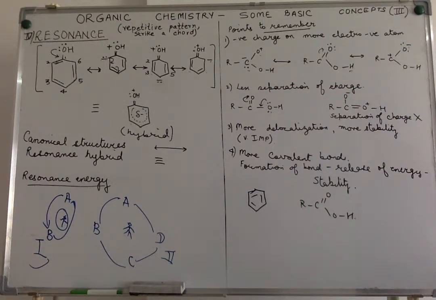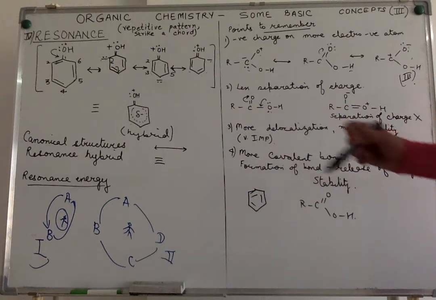So in this case, the structure wherein the negative charge is on the more electronegative oxygen, the chances of this structure stabilizing the resonating forms or this particular compound are much more. It is just like in passing the parcel, if you have the ball with a person who has greater strength, he will be able to retain the ball much more strongly and much longer as compared to if you have a ball being tossed around by people who are weak.